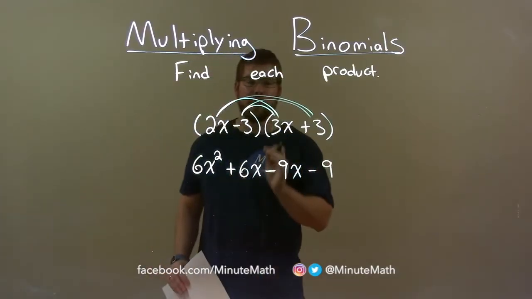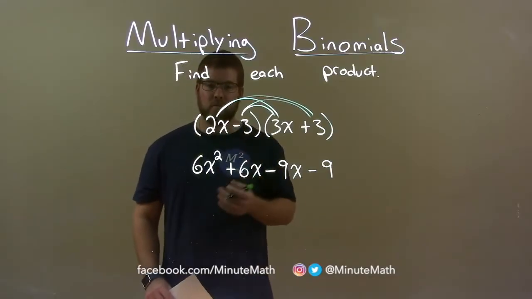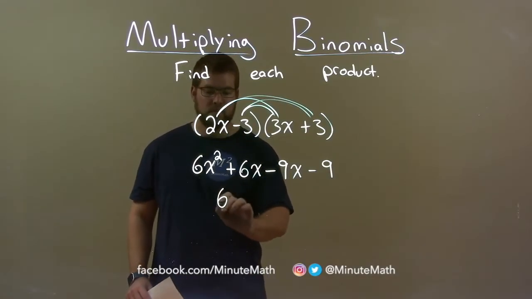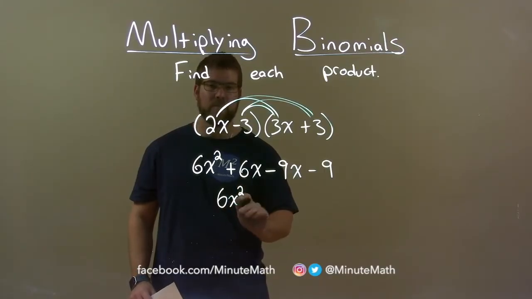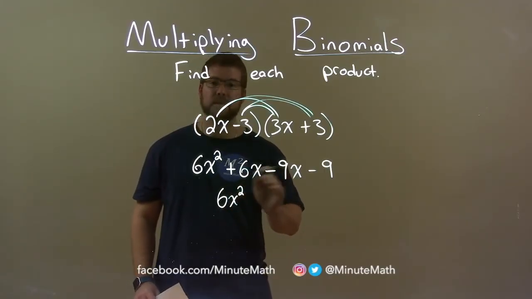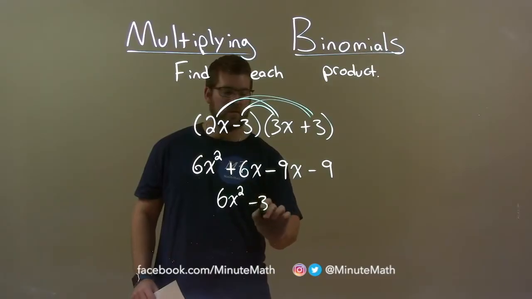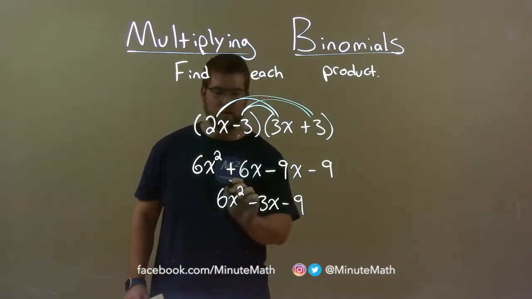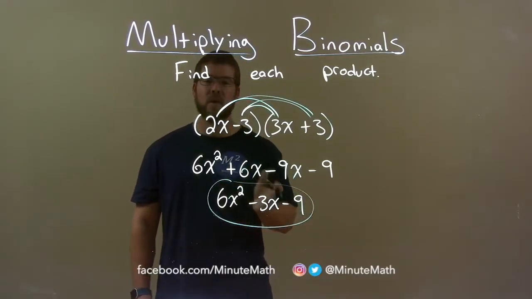We now want to combine our like terms to get our final answer. 6x squared has no other like terms, so it's 6x squared. 6x minus a 9x is a minus 3x. Bring down the minus 9, and our final answer is 6x squared minus 3x minus 9.